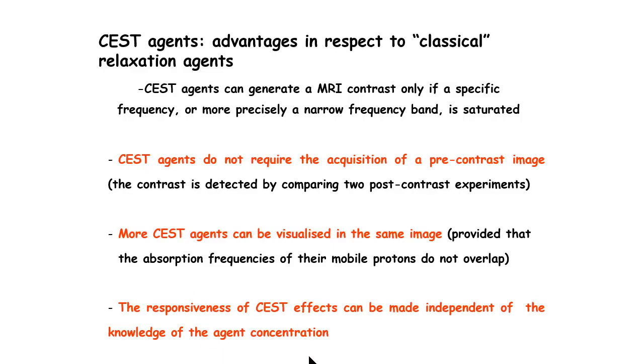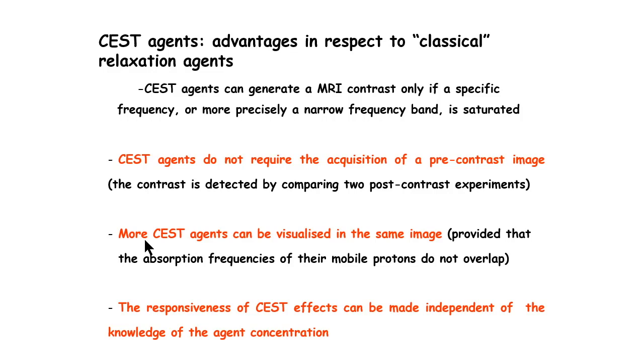So this is my last slide, and I want to summarize the advantages that the CEST agent may have with respect to the classical agent. In particular, they do not require the acquisition of a pre-contrast image. The pre-contrast image is simply an image acquired when the offset frequency is far away from the chemical shift of the exchangeable pool of protons.